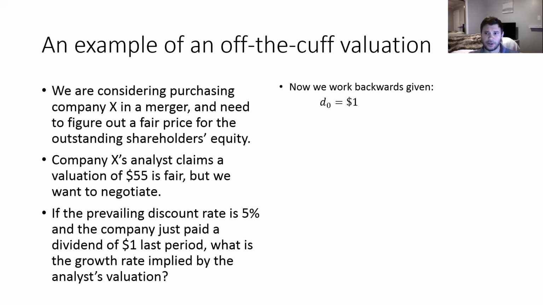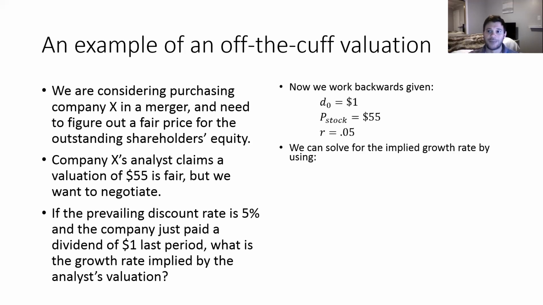We were given D0. We're given the price of the stock, but this is not necessarily the actual price. This is what the analyst claims is the price. So we're going to use the pricing function here to back out the implied growth rate, right? What growth rate is implied by that valuation? So if you watch Shark Tank, you'll see the sharks do this math pretty quickly off the cuff. And they'll use the dividend discount framework in their heads to do this.